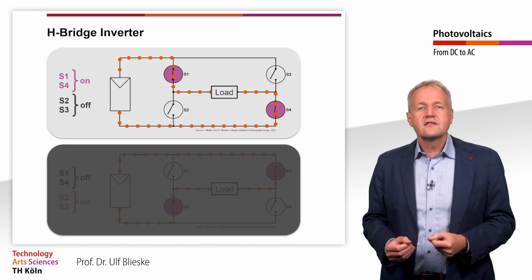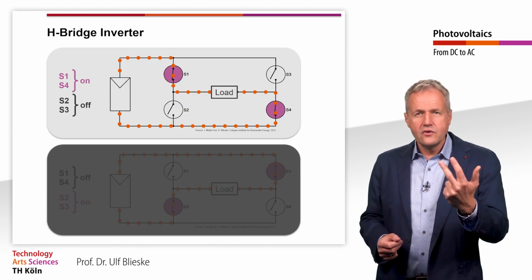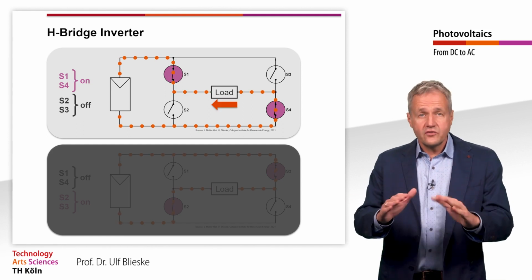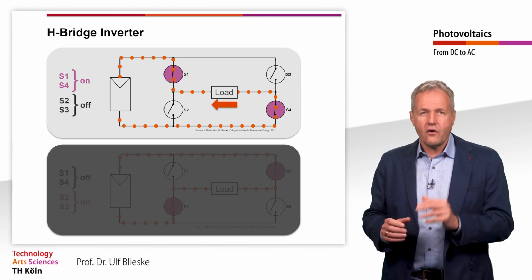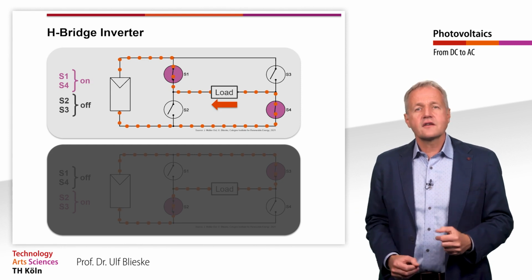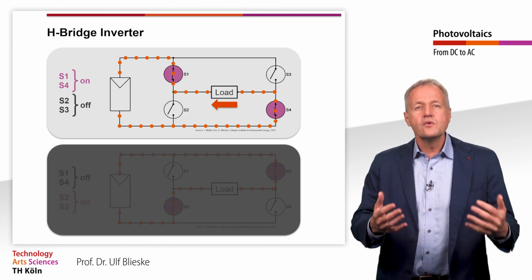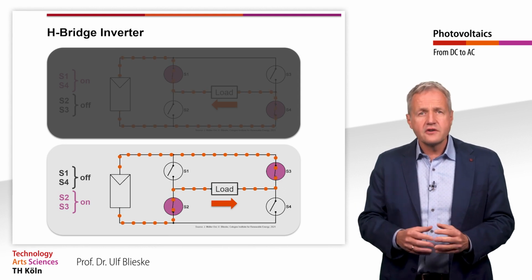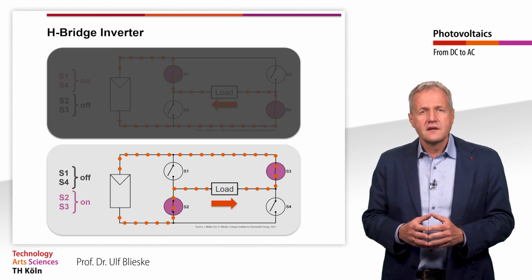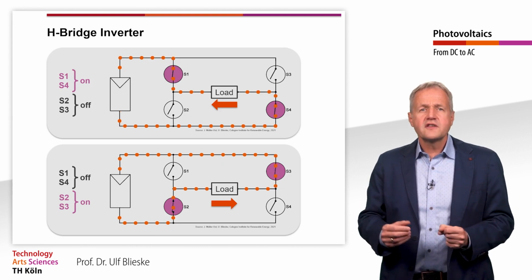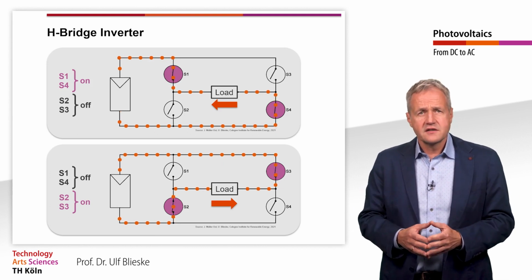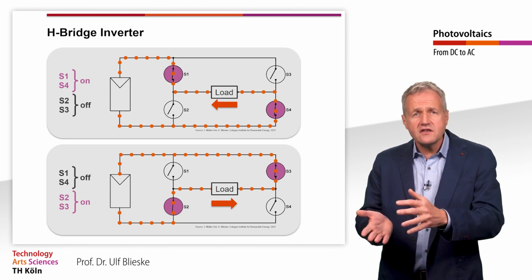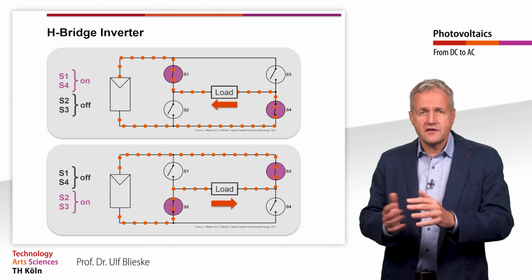In the first case, the switches S2 and S3 are open. The current flows through the switches S1 and S4. In the second case, the current flows through switches S2 and S3. Pay attention to the direction of the current through the load. This is the opposite of the first switching state. The direction of the current at the load changes with every switching process.